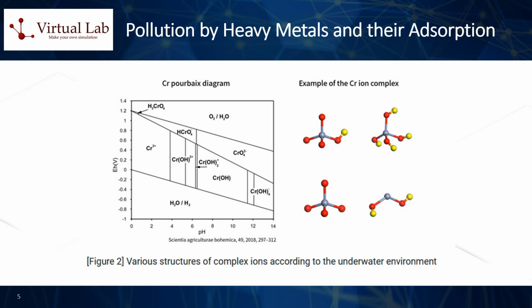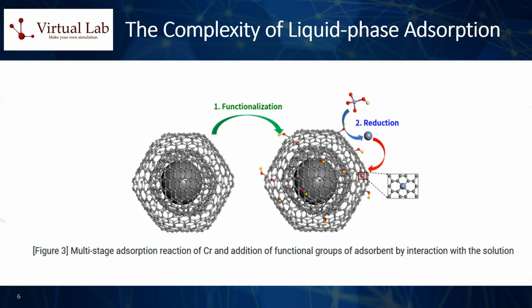To create effective adsorbents, we must consider the interactions between heavy metal ions and the adsorbent, as well as the impacts of the surrounding environment. In terms of gas adsorption, the mechanism is fairly well understood, as both the surface of the adsorbent and the toxic gases in the air typically maintain stable forms.